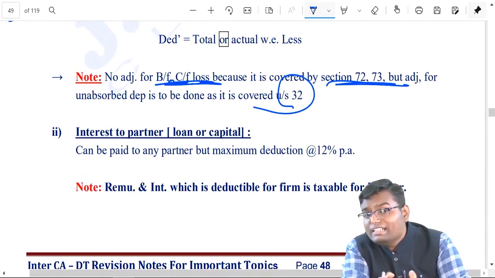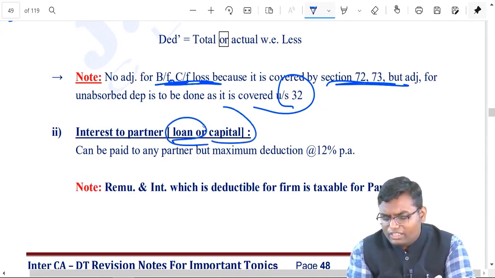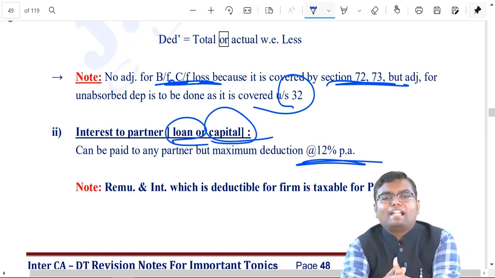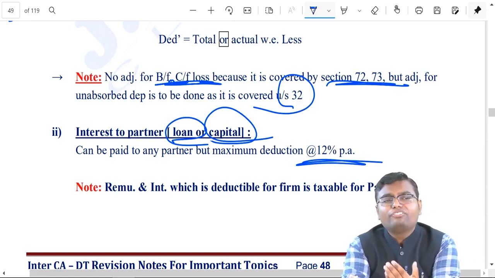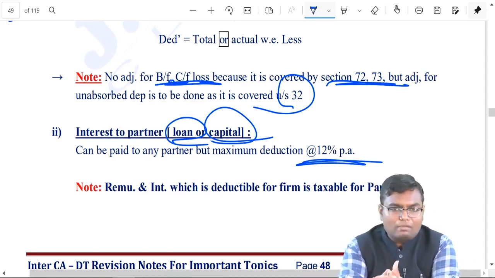Now, how much interest to a partner is allowed as a deduction? Even if it is on a loan, even if it is on capital, maximum at the rate of 12% per annum. So if a firm is paying 15% interest to the partner, the deduction will be available only up to 12%.